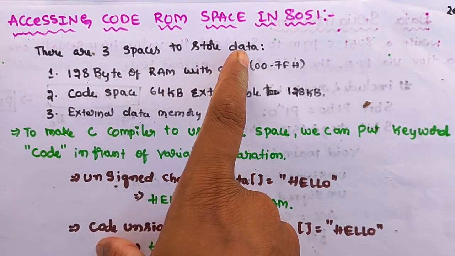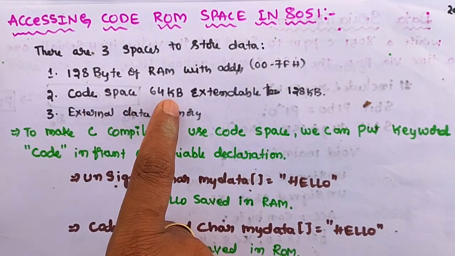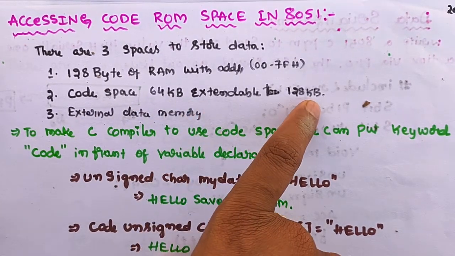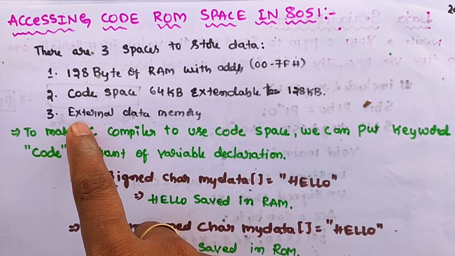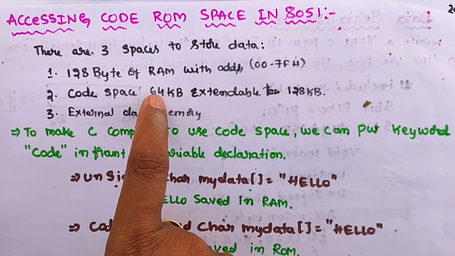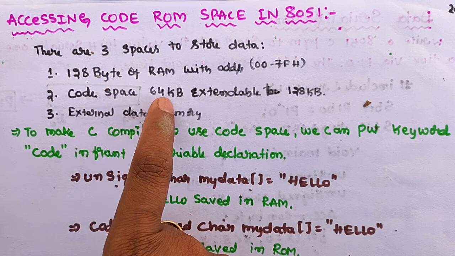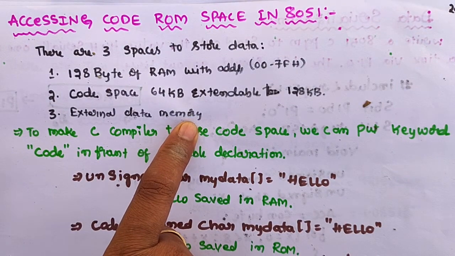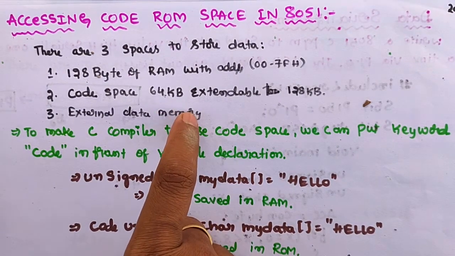So there are 3 spaces to store data. First, the 128 byte RAM with the address 0 to 7F. Then the code space. Code space is nothing but the ROM space of 64 KB, and it is extendable up to 128 KB, because the internal ROM chip has only 4 KB. If you connect an external code memory, it can be extended up to 128 KB, and there are also some external data memories. That means this RAM can also be extended, so there you can store data.